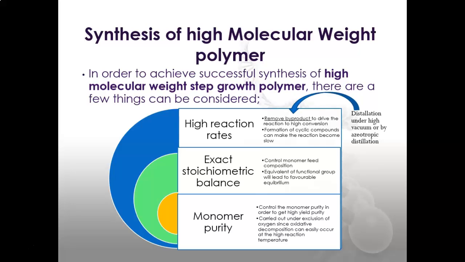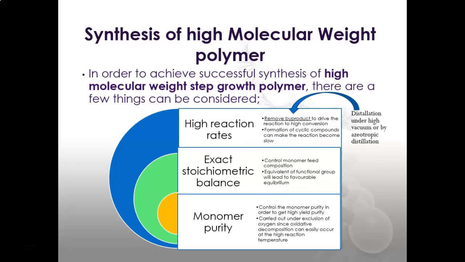If the stoichiometric balance is right, with enough of the monomer to be reacted, the equivalent amounts of functional groups will lead to a favorable equilibrium. Hence, it will increase the conversion of the reaction itself. The third one to increase the molecular weight is to use pure monomer. Okay, make sure the monomer you are going to use is highly pure so that there is no contamination that will affect the conversion value at the end of the reaction.